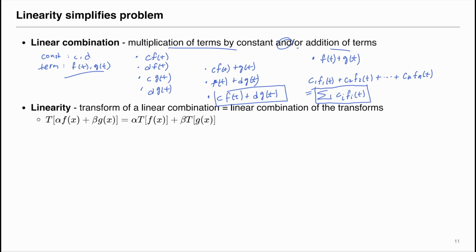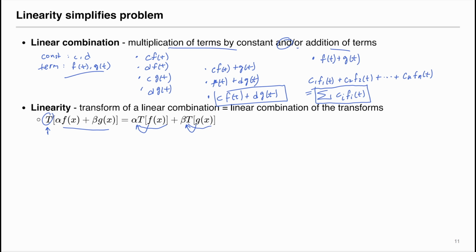And linearity means that the transform of a linear combination, for example, I have here a transform denoted by T of a linear combination in the most general form for two terms, equals the linear combination of the transforms. So I have individual transforms for f and for g, and the constants can be taken out. And if this condition is satisfied, then the operation or the transform is called linear.